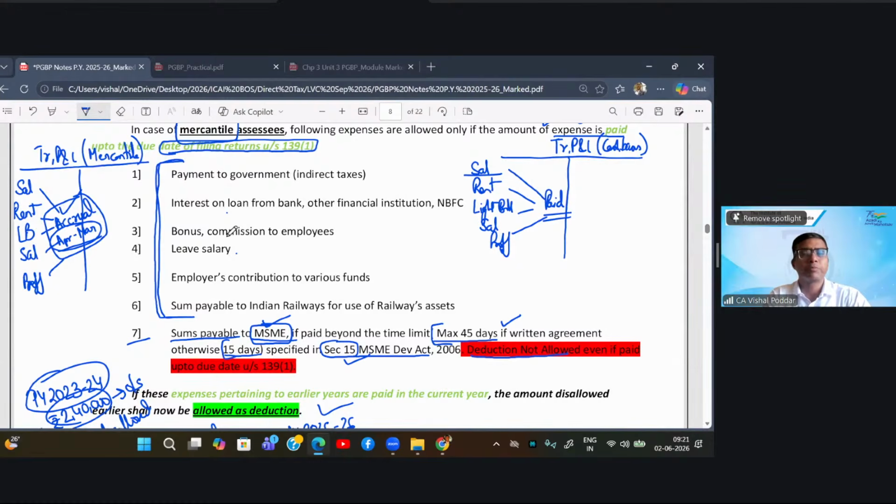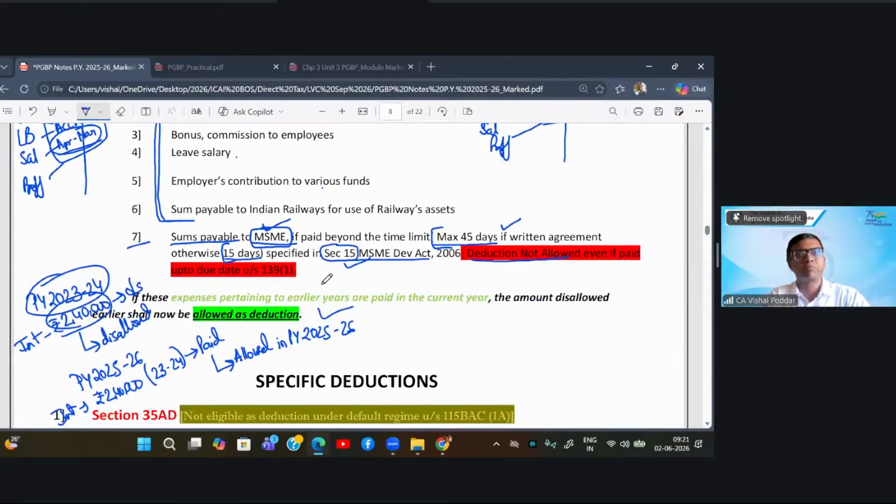Is this clear, students? Students, are you getting the 7th point? Yes, students. Seven-point clear to everyone. Great. Good.